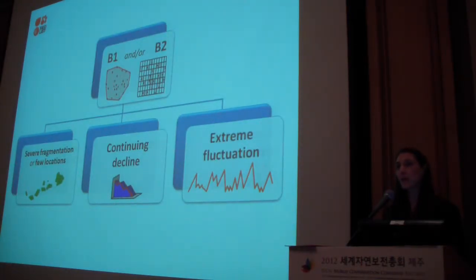So criterion B basically works like this. This just summarizes what you need to do. First, you would identify if you meet the thresholds for B1 and or B2. Once you've done that, then you would identify if there's severe fragmentation. You would count the number of locations. You would determine if there's a continuing decline and in what, and if there's extreme fluctuation and in what. And based on which of those subcriteria you met, then you would come up with your final assessment.